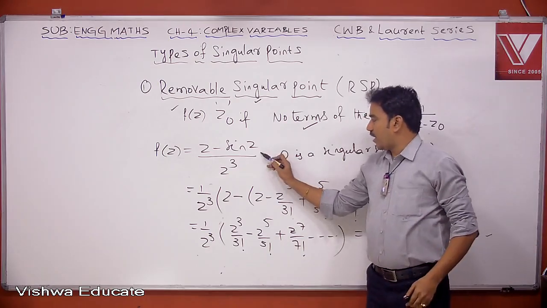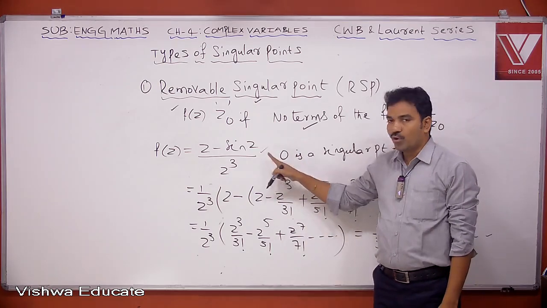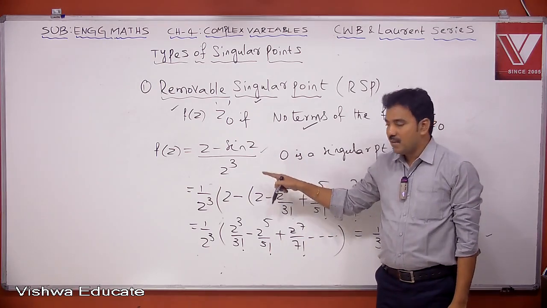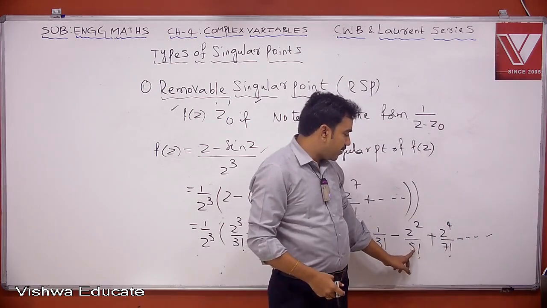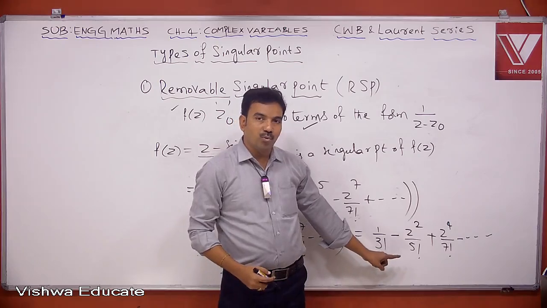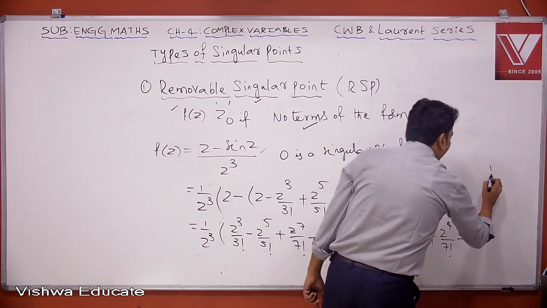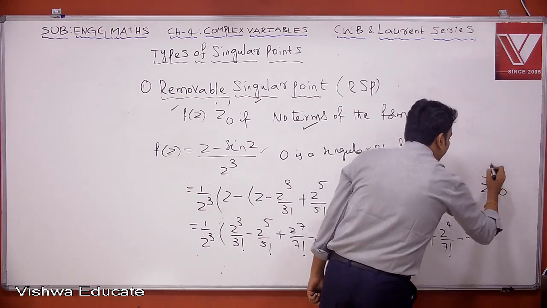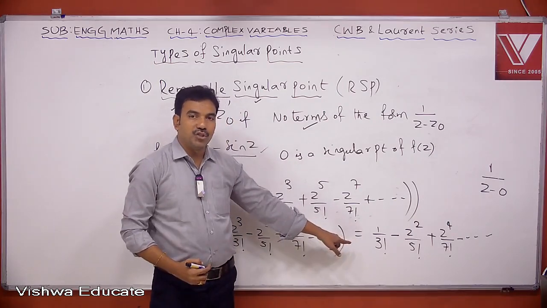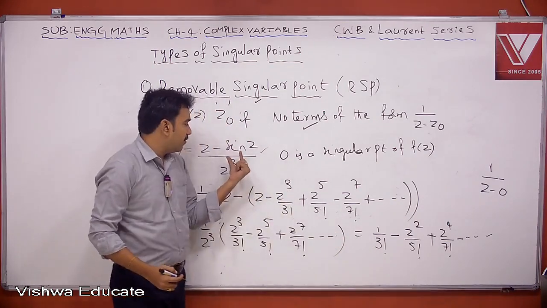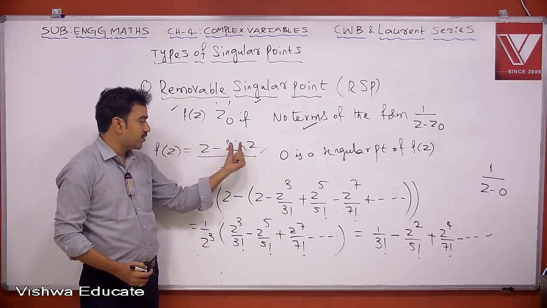At this moment, you write this as, here 0 is a singular point of f of z. And then write these series expansions. Finally, write this. The series expansion has no terms of the form 1 by z minus 0. Therefore, 0 is a RSP of z minus sin z by z cube.